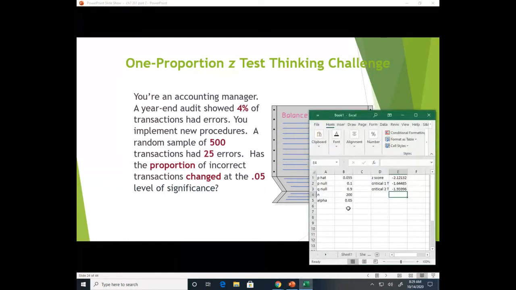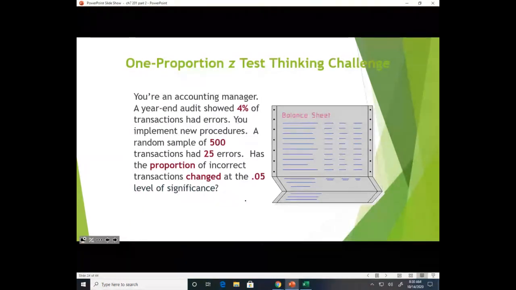Okay, so I should be able to use the same calculator. Let's see. So this is going to be equal to 25 divided by 500, 25 errors in a random sample of 500. We have 4% for p null. We have a random sample of 500. So we get a z-score of 1.14, which is less than our critical value, so we will fail to reject the null hypothesis.